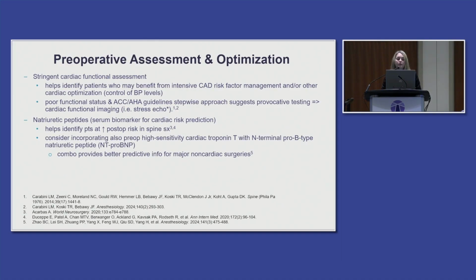The serum biomarkers for cardiac risk prediction can also be very valuable. We're talking about the natriuretic peptides here, and these have been shown to help identify patients at increased risk in spine surgery. It's also recommended to consider incorporating a preoperative high-sensitivity cardiac troponin T along with the BNP. It's been shown that the combination can provide even better predictive information for patients undergoing major non-cardiac surgeries.